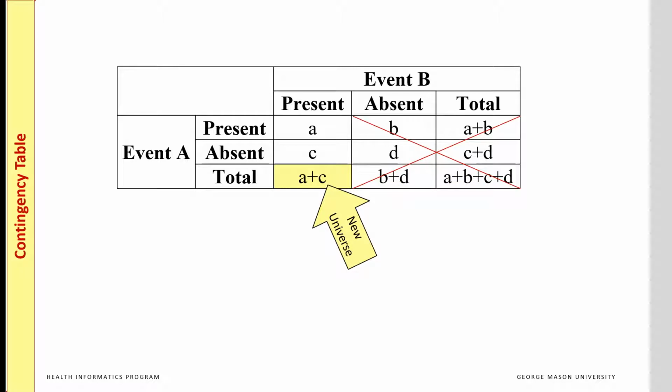Conditional probability is calculated by shrinking the universe of possibilities to the occasion where the condition has occurred. For example, to estimate the probability of event A occurring once we know that event B has already occurred, the universe is shrunk from A plus B plus C plus D to just A plus C, which is all the situations where the condition, i.e. event B, has occurred.